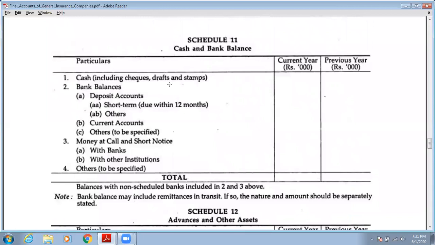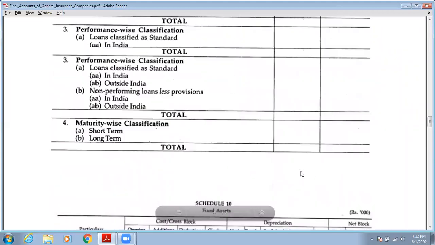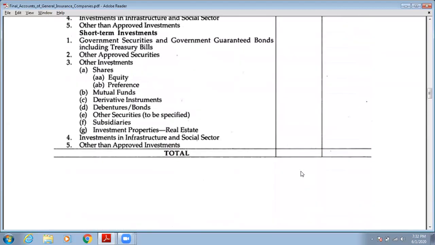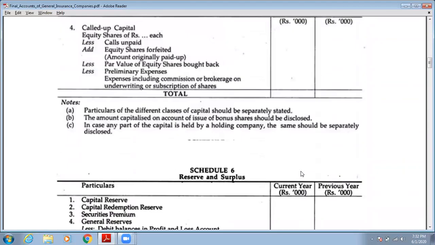In cash and bank balance, we will include cash, including cheques, drafts, and stamps; bank balance, deposit accounts, short term or others; current accounts, others; money at call and short notice with banks, with other institutions, and others. You will write the total. You will total that column and write the total in the balance sheet under the heading cash and bank balance.